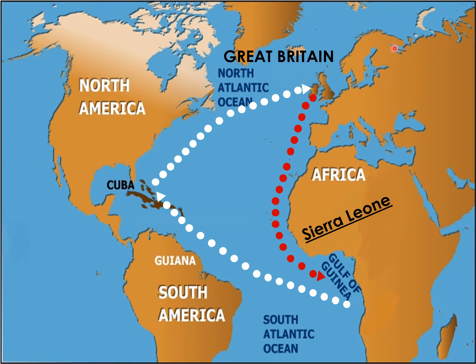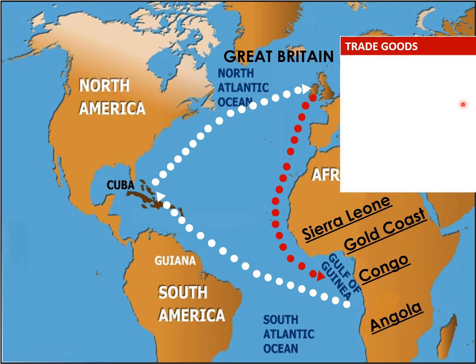Some of the items had to be bought obviously elsewhere before they were taken to Africa, so like Britain needed to buy the cotton cloth from India before they then traded it with the African tribe leaders and things like that. Glassware and sometimes beads usually came from Venice, and they traded them in Africa at places like Sierra Leone and the Gold Coast, also the Congo as well. Angola was another place that they could pick up slaves from.